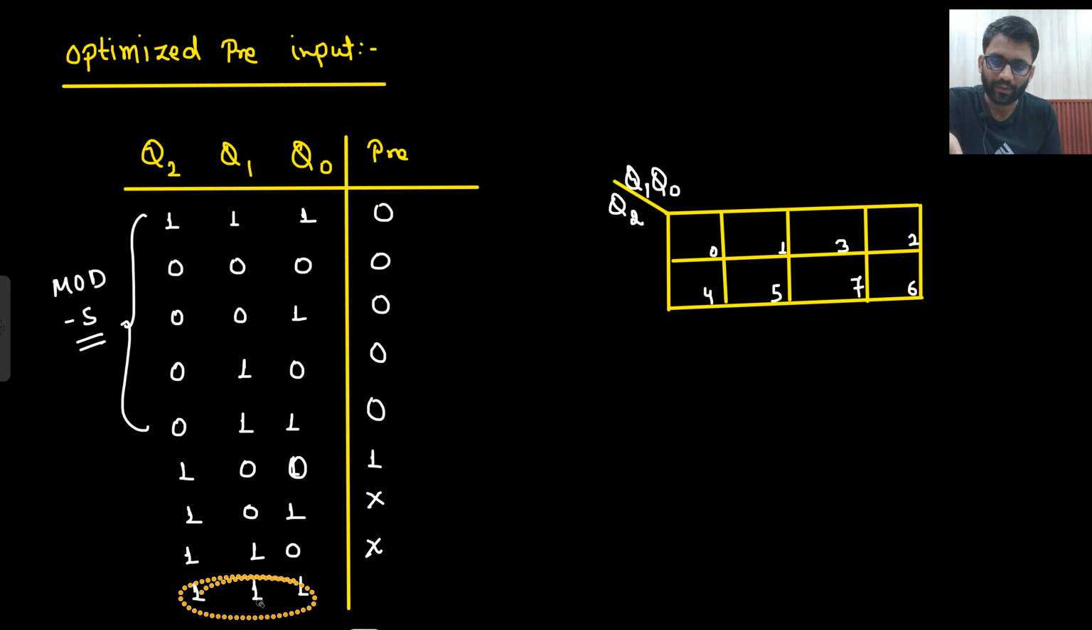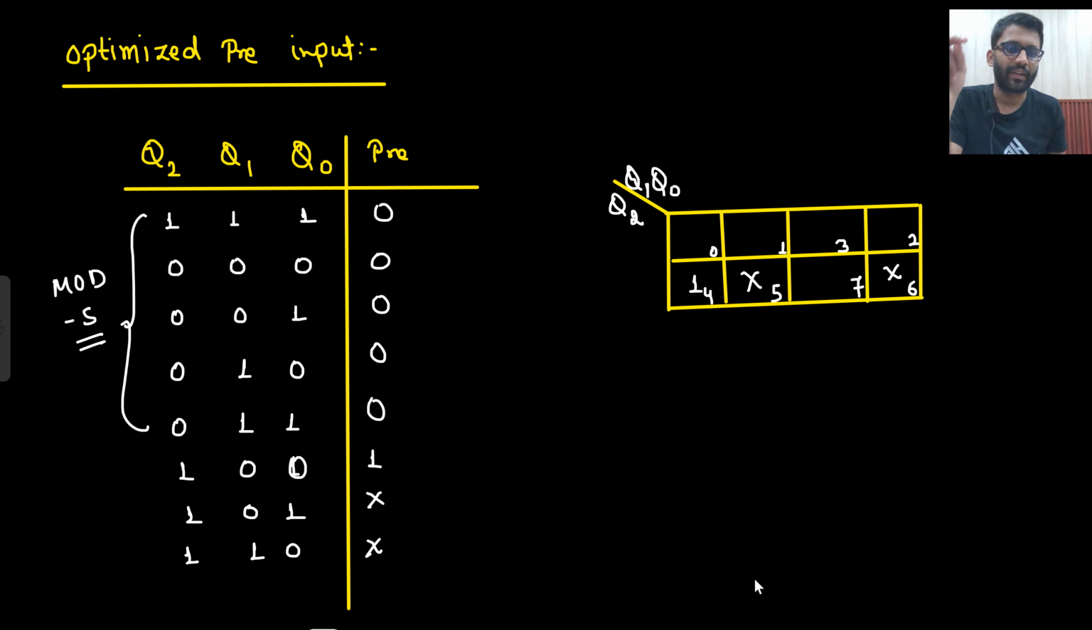Why am I writing 1, 1, 1 here? 1, 1, 1 is not don't care, right? These are don't care. 1, 1, 1 is there in the loop. At 1, 1, 1 your preset should not be active. So at 1, 1, 1 preset is not active. So what will I write? This is 4, 5 is don't care and 6 is don't care, right?